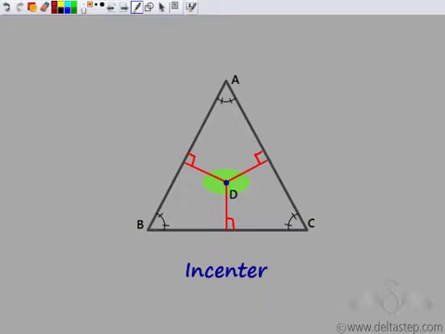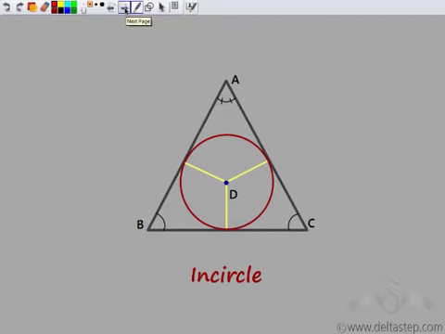Now, why incenter? Is this a center of a triangle? Is it inside the triangle? That's why it's incenter. Why is it incenter? So let us see. If you take D as your center and either of these lines as the radius, and try drawing a circle, you can basically get a circle which just touches the sides of the triangle. So this circle is inside the triangle, and hence it is called incircle.